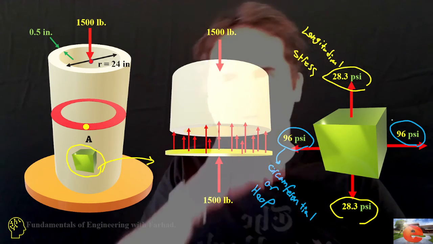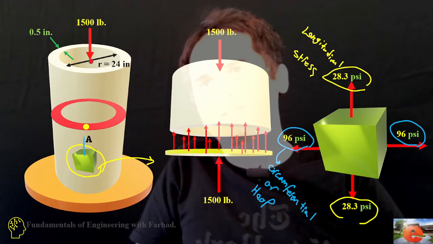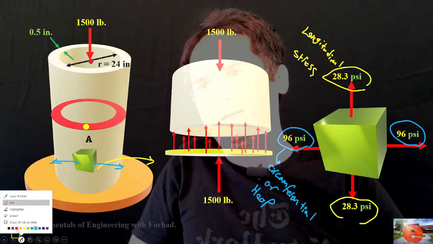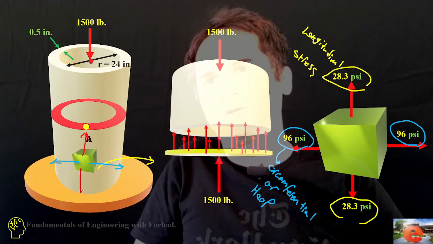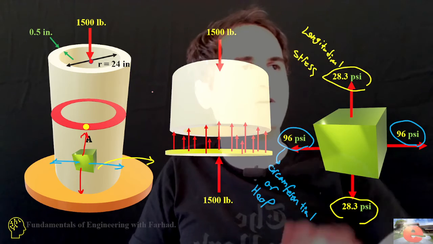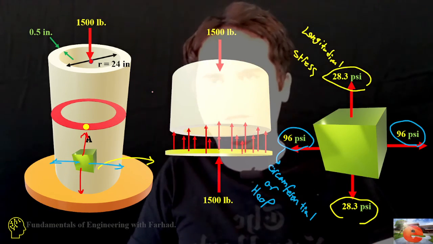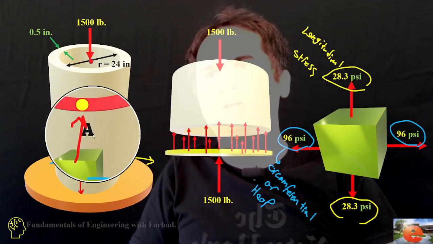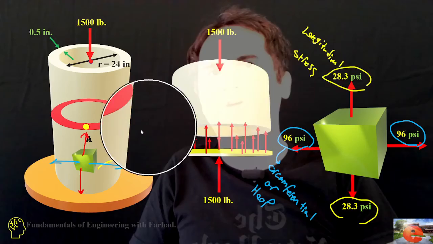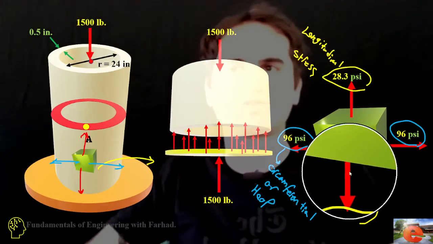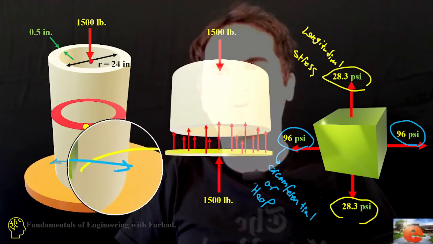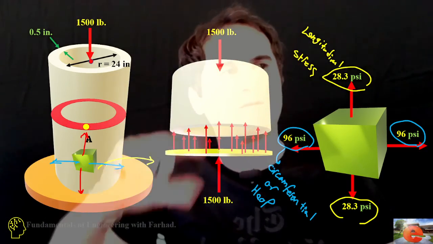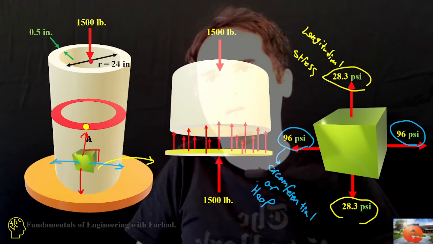As you can see, the longitudinal stress applies in the direction of the structure or loading. If it's a vertical loading, the longitudinal stress goes along the structure, like what you can see here, and the hoop or circumferential stress is at 90 degrees to the longitudinal one.